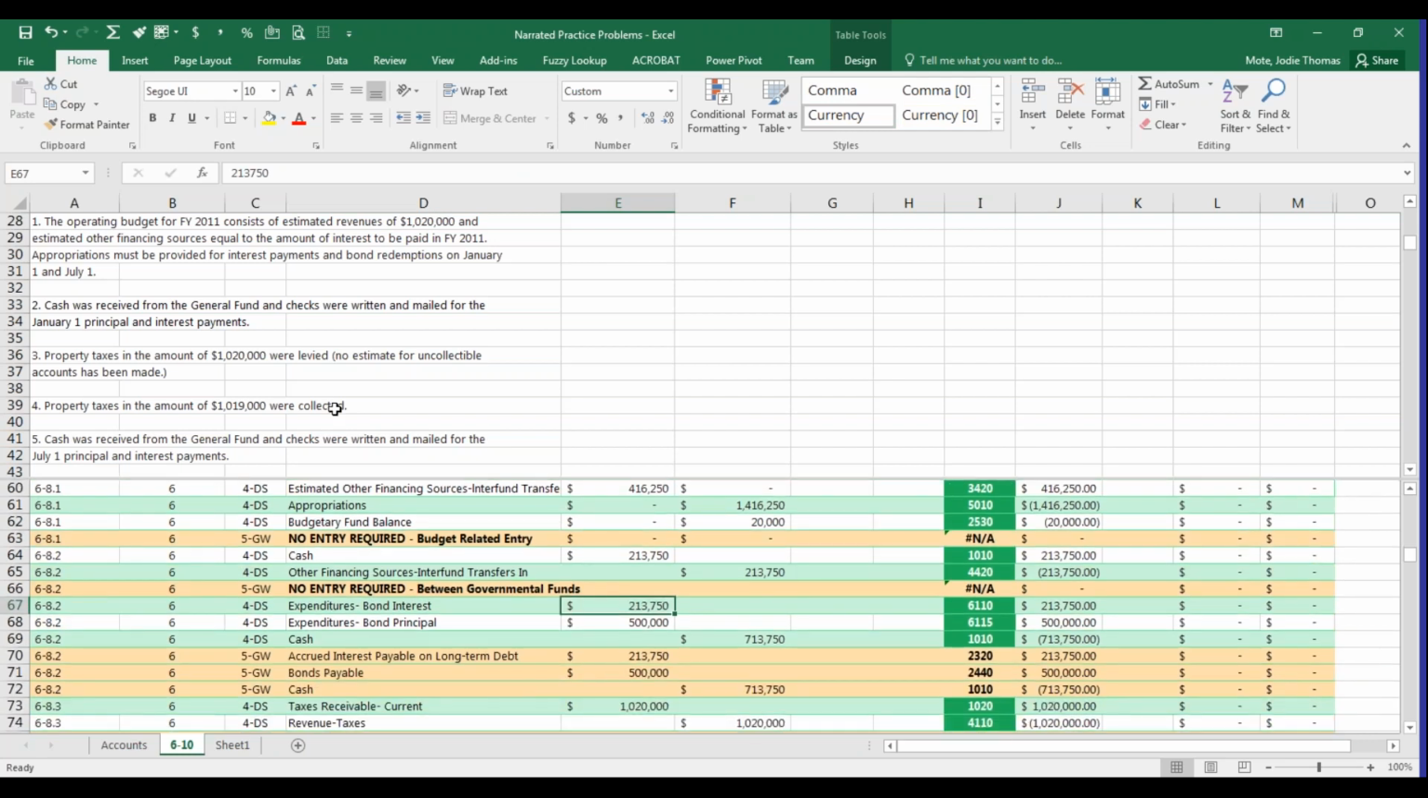All right, the second part of number 2 is you're actually going to pay the principal and interest. There's the interest of $213,750 and the principal of $500,000, and the total of those is the cash going out the door, which is a credit for $713,750.